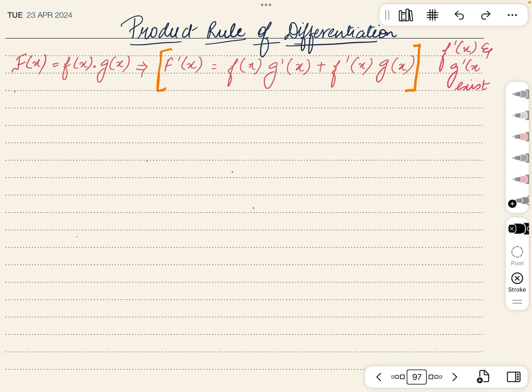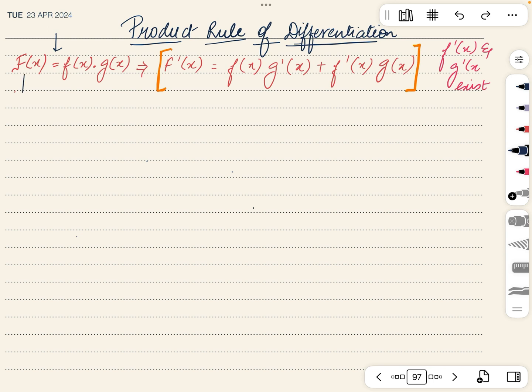Hi everyone. In this session, we are going to learn about the product rule of differentiation. This is used when two functions are in multiplication with each other. And as you can see over here, F of x is equal to f of x times g of x.